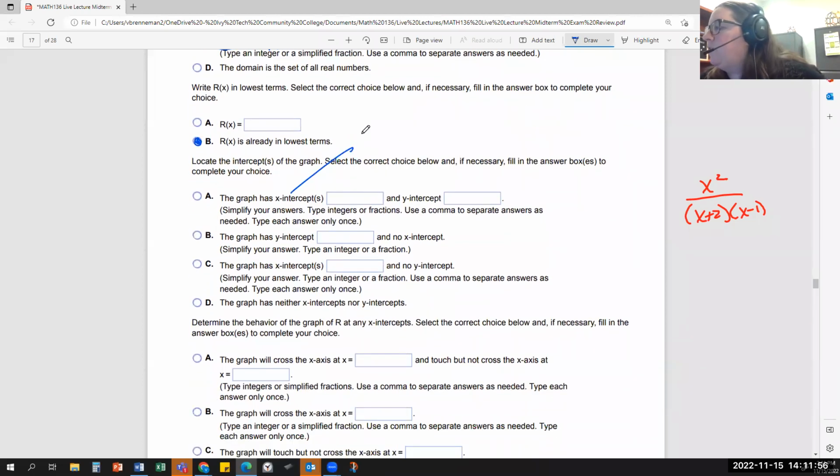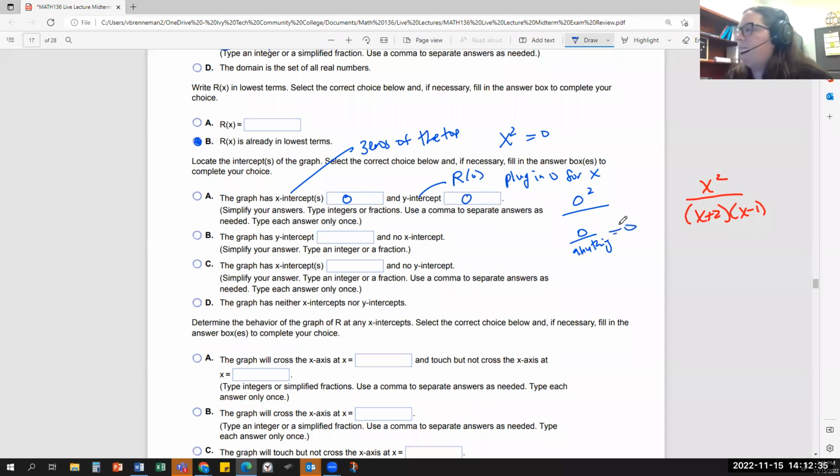The x-intercepts are going to correspond to the zeros of the numerator. So looking at x squared, what makes x squared equal 0? That's just going to be 0. And as soon as you have an x-intercept of 0, the y-intercept is also 0. The y-intercept is always found by plugging in 0 for x. Just be careful: when the whole top is 0, it doesn't really matter what's on the bottom, since 0 divided by anything is 0.